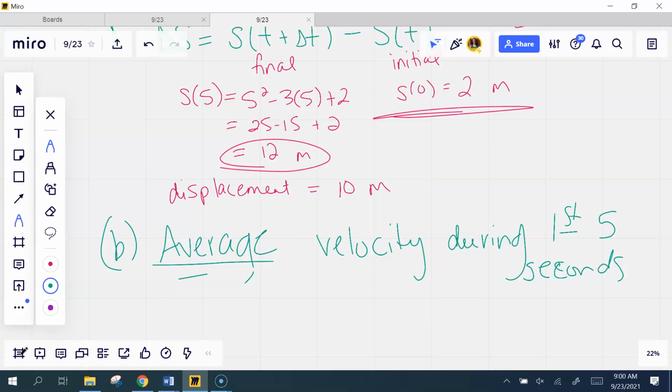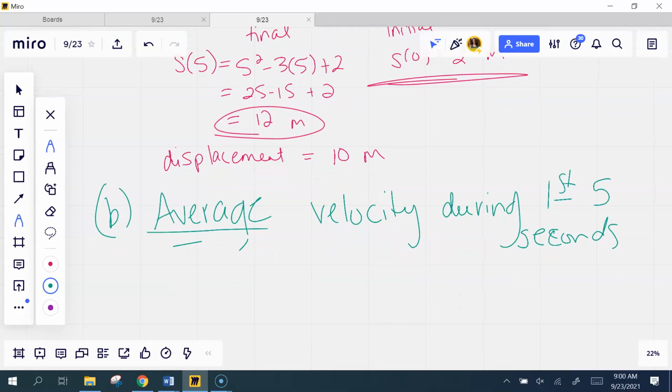In this case, it would be meters per second. If I want average velocity, I'm going to do a rock of position. That gives me my average rate of change, exactly.